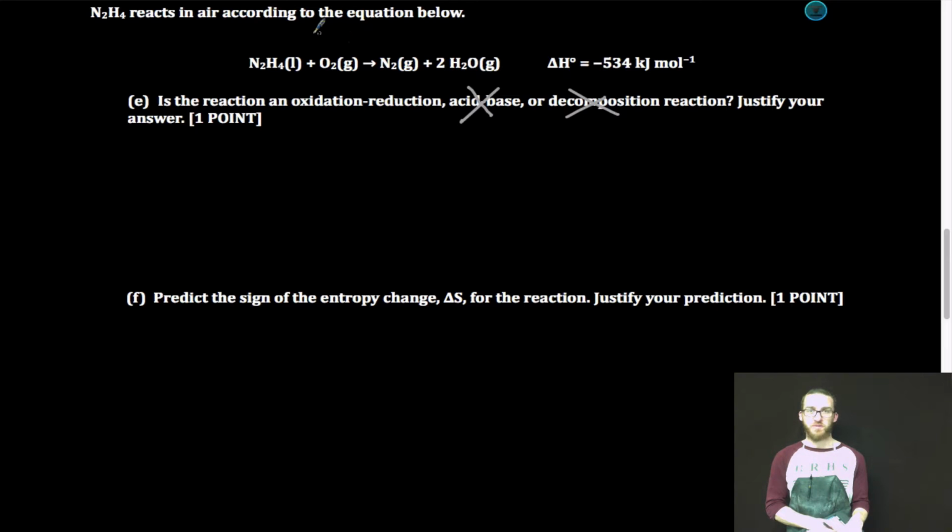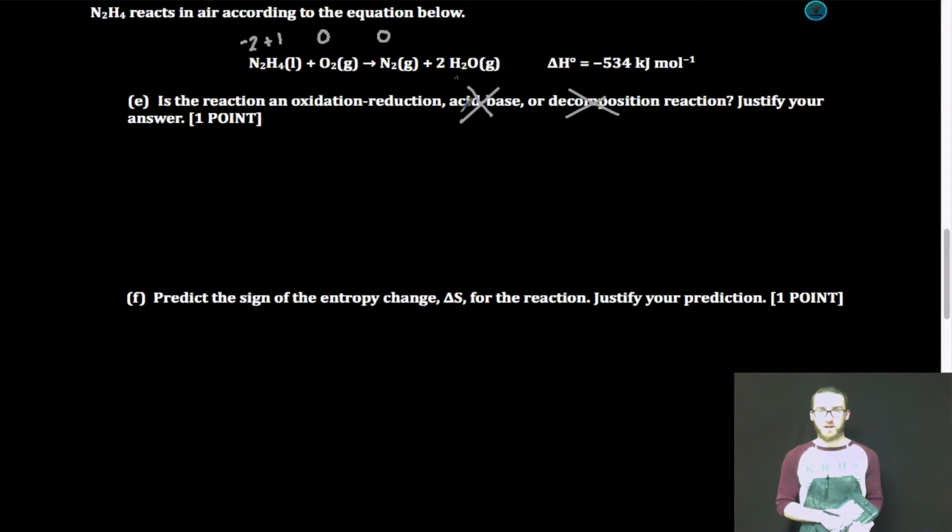So I like to start with the free elements. Oxidation state of oxygen by itself is 0, nitrogen by itself also 0. In the compound N2H4, I'm first going to assign an oxidation state to hydrogen, plus 1, which means that the oxidation state of nitrogen in N2H4 must be minus 2. In water, I'm going to do the same thing. Assign oxidation number to hydrogen first, plus 1, which means the oxygen here will be minus 2.